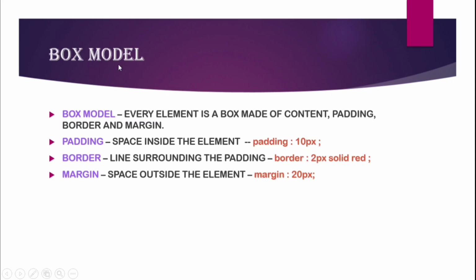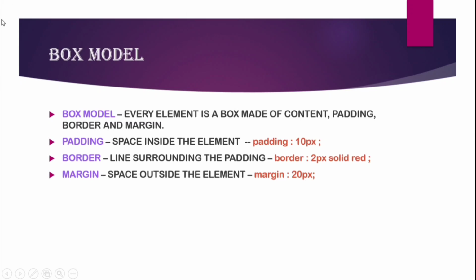Then we have the border. Border is nothing but the line surrounding the padding. So whatever the outermost value is, like you can see this is the outermost one, this is nothing but the border of the box model element. Then we have the margin, space outside the element. So whatever the space is outside the box, this white space that we have, this is nothing but the margin of that particular element.